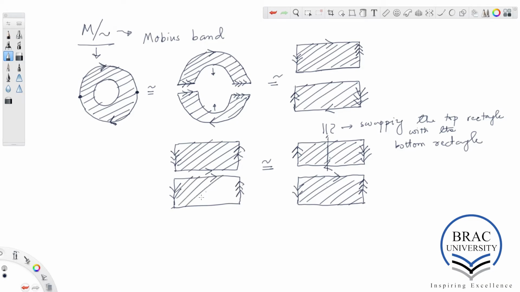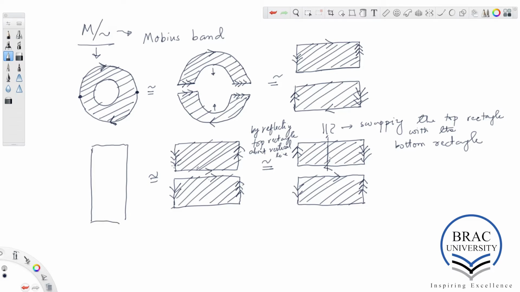The bottom rectangle stays the same. So this can be obtained from this by reflecting the top rectangle about a vertical line. Okay, and this is homeomorphic to a Mobius band. Okay, it can be identified.